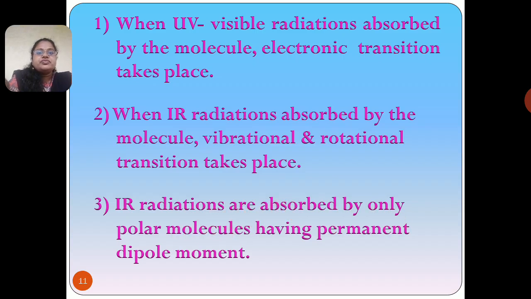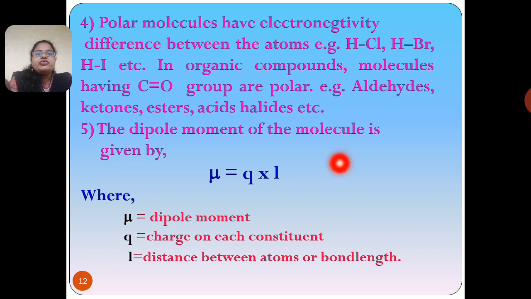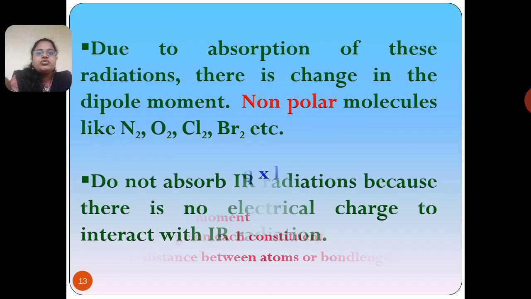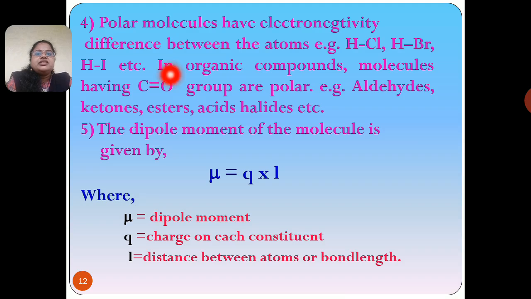So what is a polar molecule? Polar molecules have an electronegativity difference between the atoms. Here I am showing examples of polar molecules like HCl, HBr and HI. Likewise, among organic compounds, molecules containing the CO group are polar molecules, for example aldehydes, ketones, esters, acid halides.